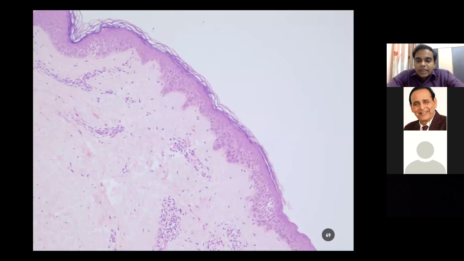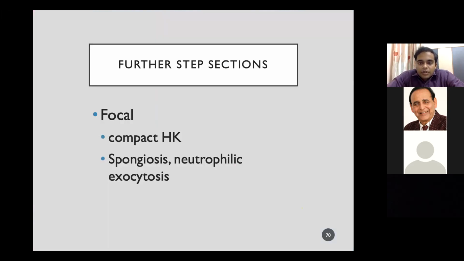Okay, so considering that we had done biopsy, and after that only we did something else. So fairly non-specific perivascular infiltrate, mild spongiosis. Okay, nothing much to report about. But in further subsections, there was compact hyperkeratosis at some places. There were neutrophils in the epidermis, exocytosis, spongiosis. So that led to a fine thinking that maybe some parasite or maybe some fungus is there.